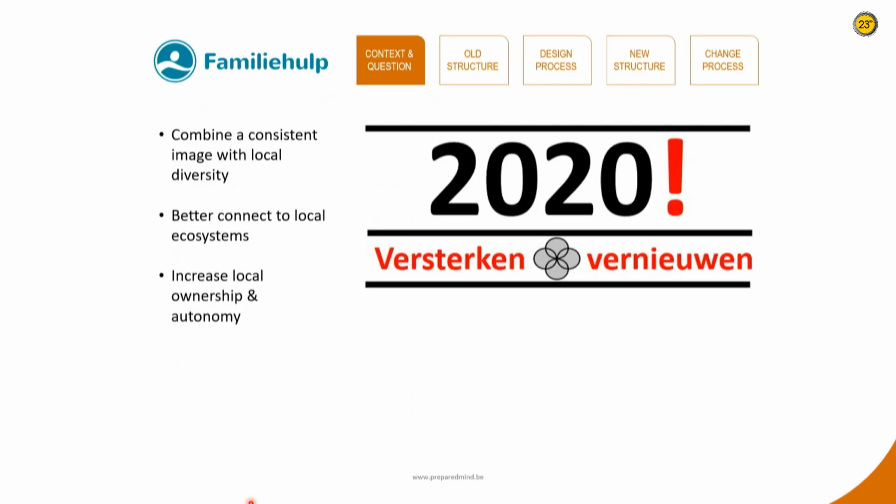So we started already several years ago, and it's all written down in a nice book published last year. First of all, it was to combine a consistent image with local diversity. Because we live in a very small country with a complex organization, especially in health and welfare, but from Ostende to the eastern part, it's different. So the question was, how can we combine a consistent image with local diversity to better connect to local ecosystems? And third, increase local ownership and autonomy.